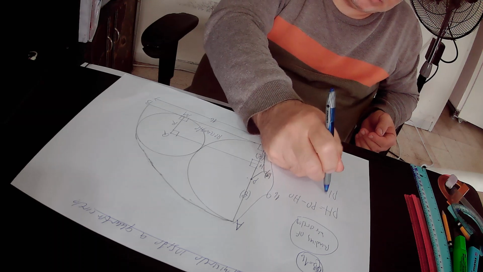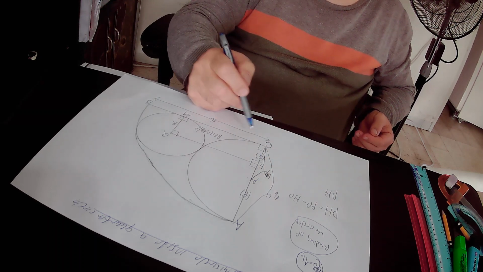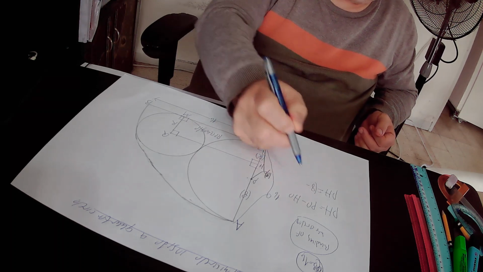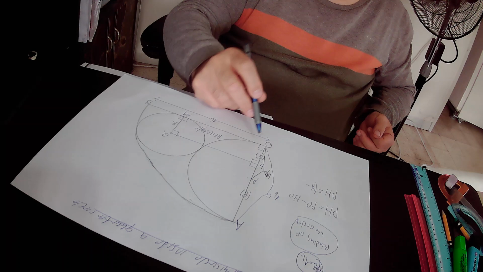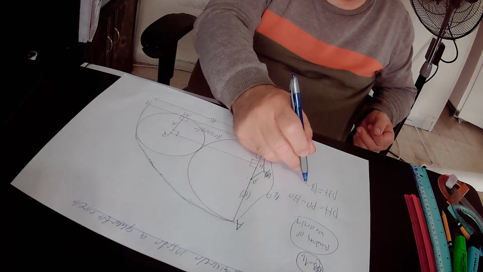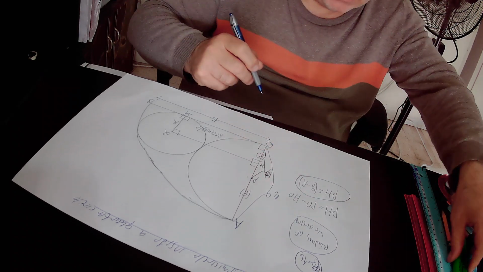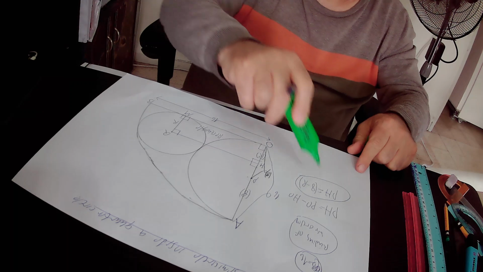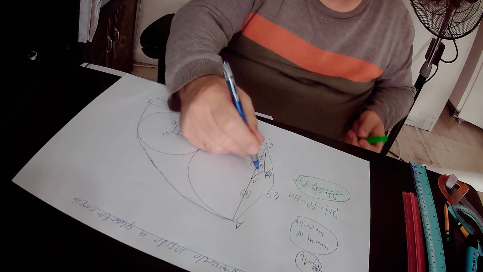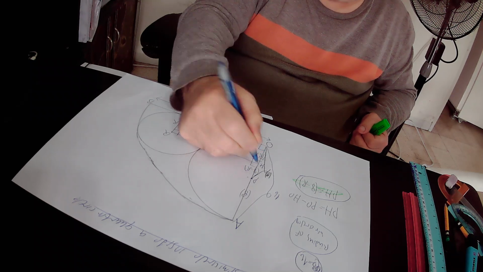So PH equals PO. PO is 8. It is the radius of the semicircle, that is equal to 8 units in length. Minus HO. HO is R. Just write down that HO equals R. So in total, PH equals 8 minus R. So I'll write it down here: PH equals 8 minus R units in length.